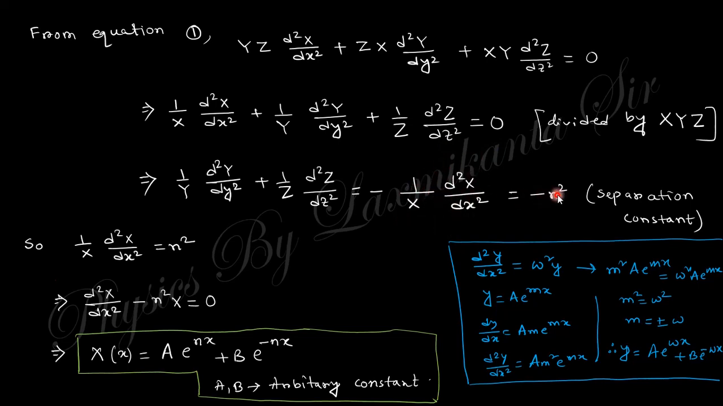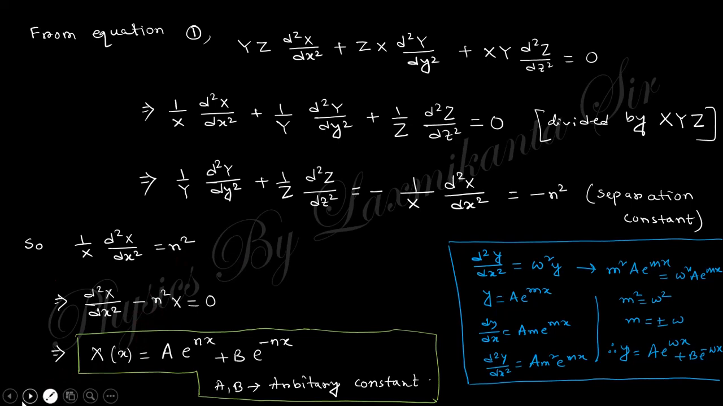We'll take this as minus n square, and if you take this one, minus minus cancel out, and you'll get this. You know this is the standard differential equation. We already discussed this type of differential equation. By the Frobenius method you can solve it, and the solution will be like that. Otherwise, there is another method to solve this type of equation.